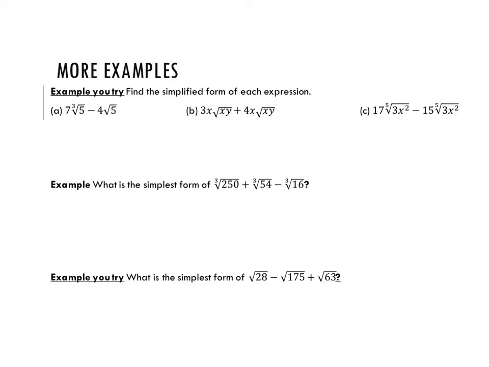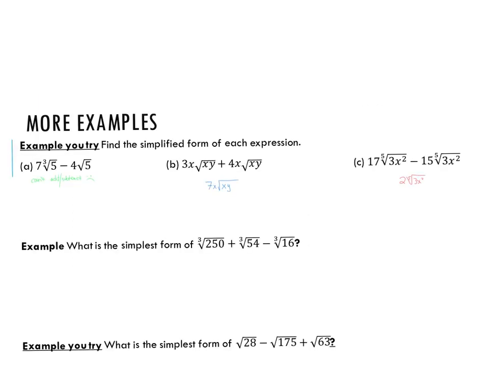I want you to take a minute or two and try the three example Your Turns. So hopefully for A, you found that you cannot subtract those because they don't have the same index or root. Letter B, 7x square root xy, and letter C, 2 5th root of 3x squared. That brings us to our next type of problem.